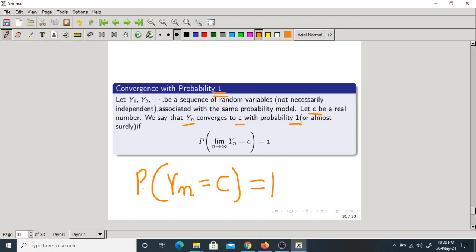here limit n tends to infinity. This is a limiting process. So the probability that Yn equals C is equal to 1. Then we say that Yn converges to C with unity probability.